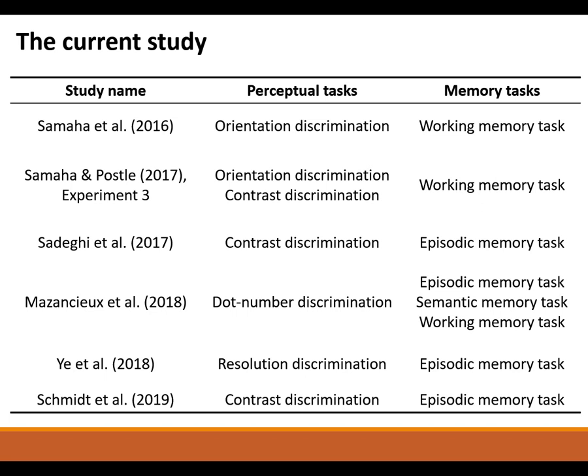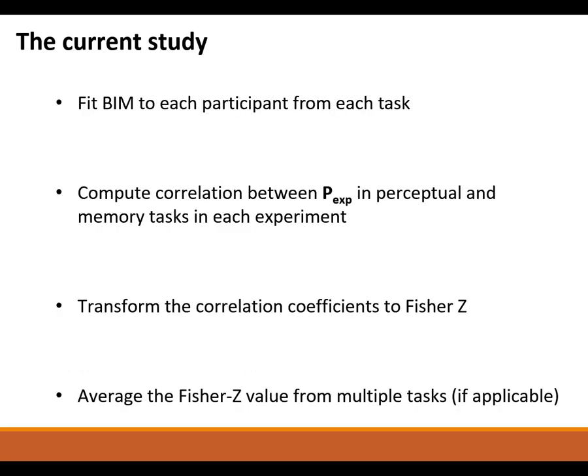We could see that some experiments ask the participants to perform 1 perceptual and 1 memory task, while in other experiments, there were multiple perceptual or memory tasks. To perform the meta-analysis, here we first fit the BIM model to each participant from each task, and then computed the correlation between the value of Pexp in perceptual and memory tasks in each experiment. Finally, we transformed the correlation coefficients to Fisher's Z value for each experiment, which is then used in the meta-analysis. If there were multiple perceptual or memory tasks in an experiment, then we would average the Fisher's Z value from different tasks.